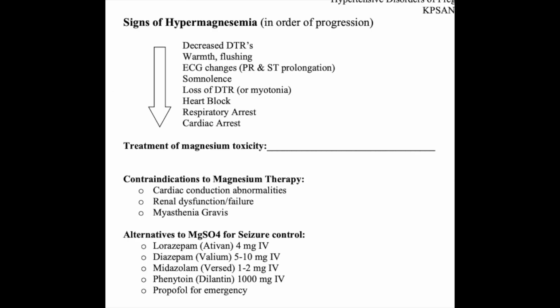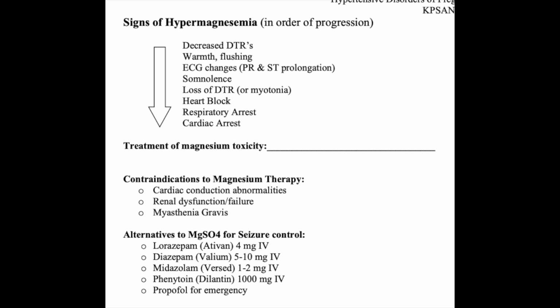Next, when a patient is on continuous magnesium therapy, we need to be watching for signs of hypermagnesemia. And this is why you'll see nurses walking around with reflex hammers in their pockets, the OB nurses. So in order of progression to severe hypermagnesemia is decreased deep tendon reflexes, warmth and flushing, EKG changes, somnolence, loss of deep tendon reflexes, heart block, respiratory arrest, all the way up to cardiac arrest.